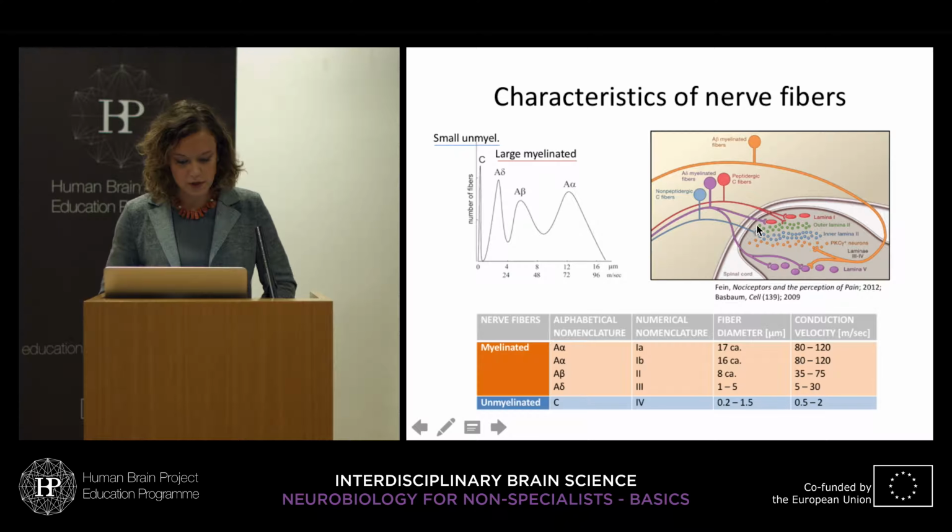So these fibers, as you can see here, the A beta and A delta fibers synapse with neurons in lamina 1 and the outer lamina 2. And the C fibers synapse with neurons in the inner lamina 2.